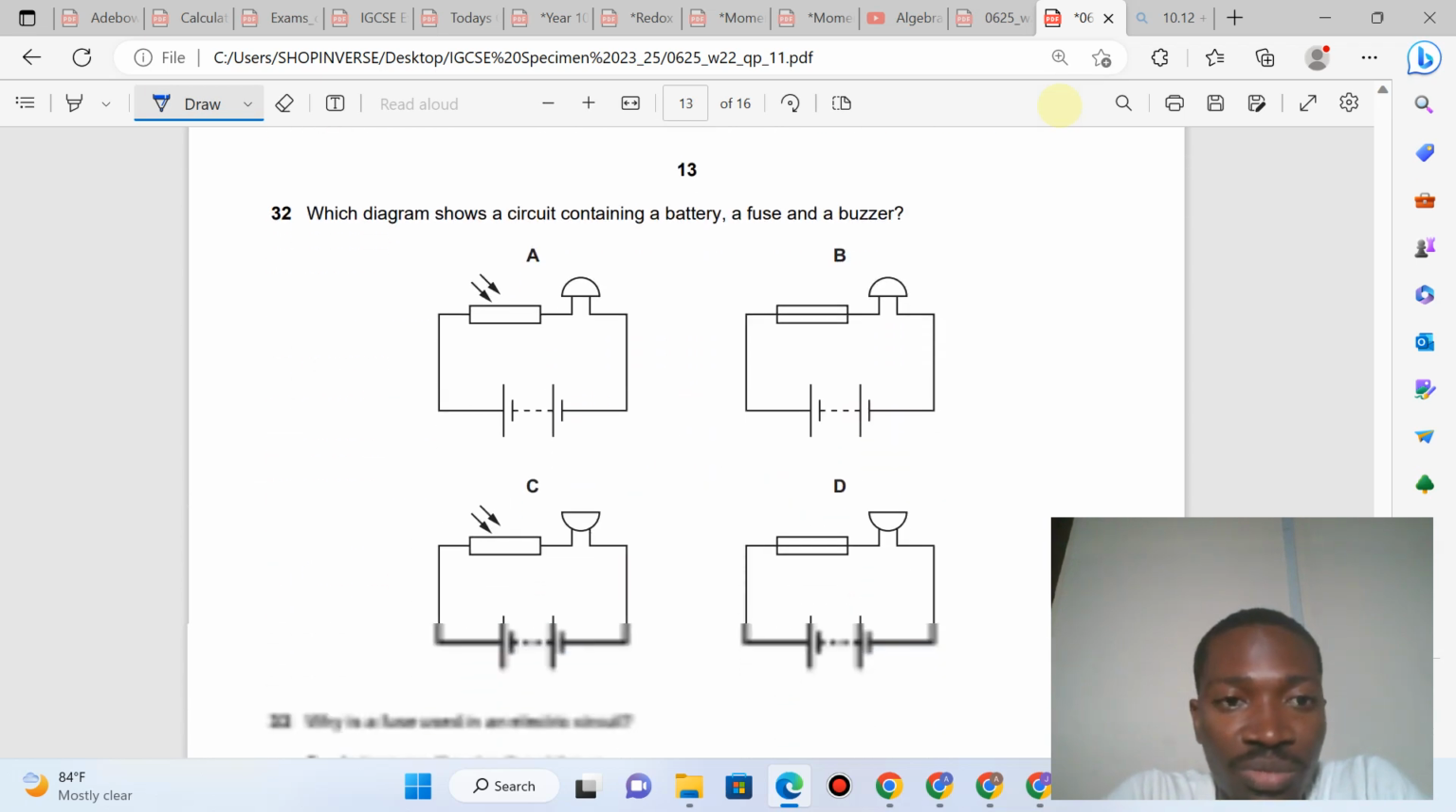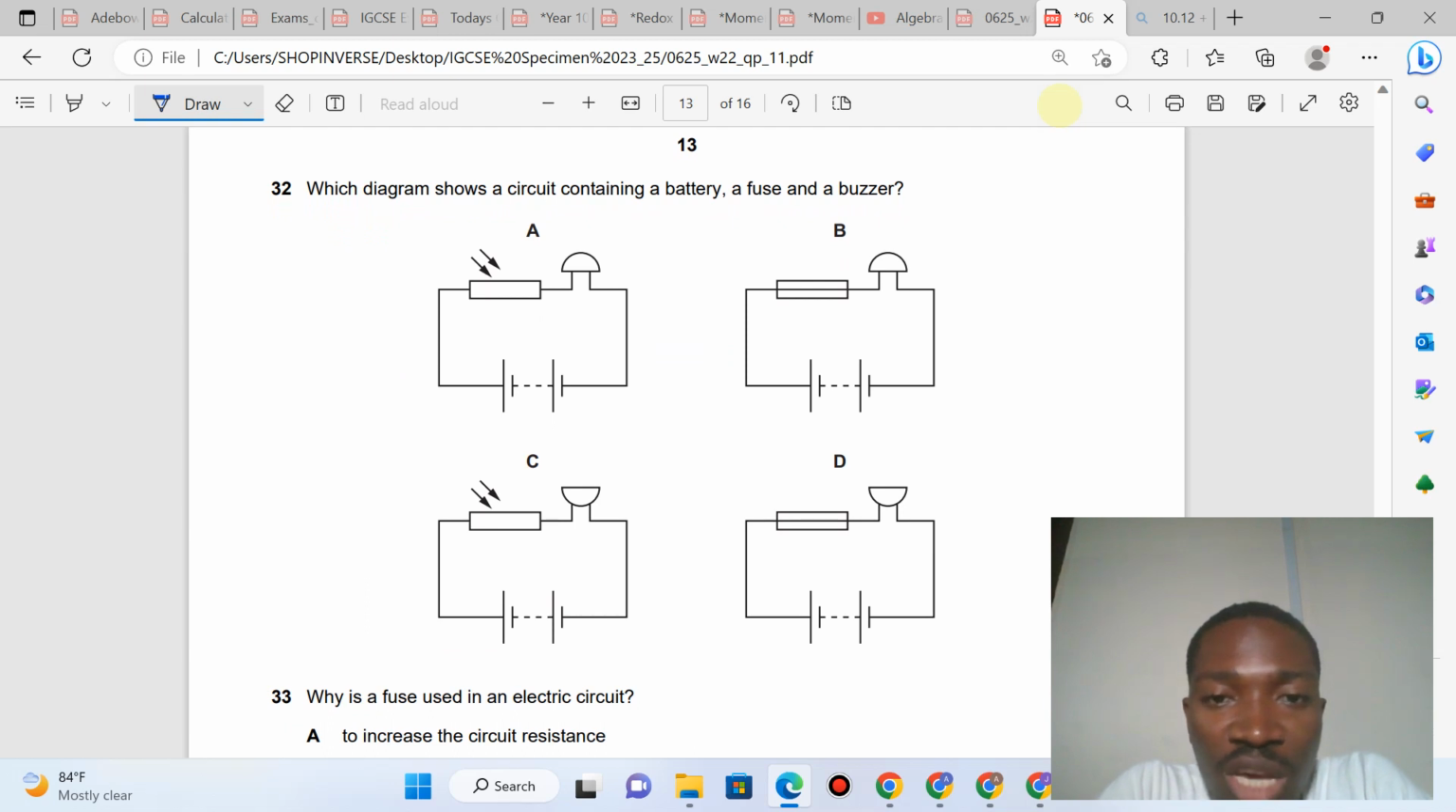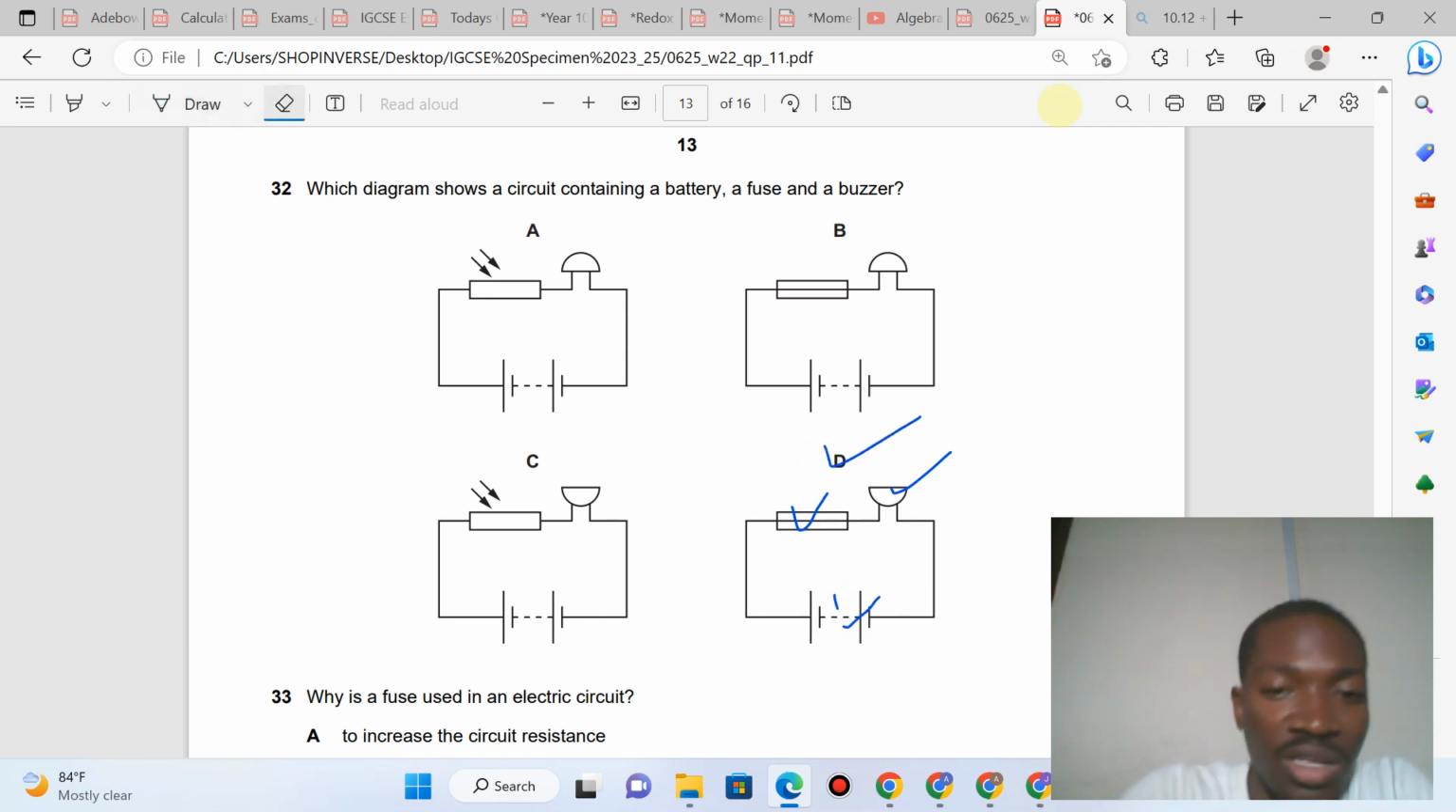Question 32. Which diagram shows a circuit containing a battery, a fuse, and a buzzer? This is a fuse, this is a buzzer, this is a battery. That means option D is the correct answer.